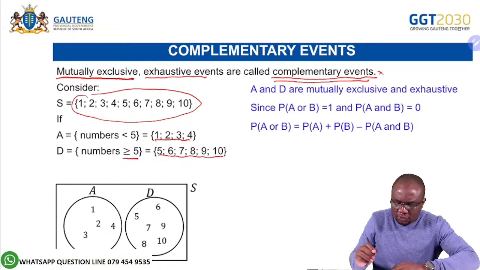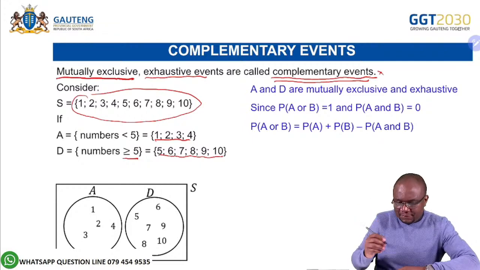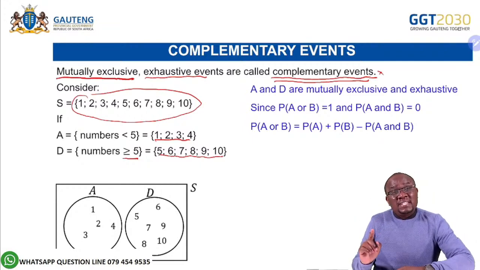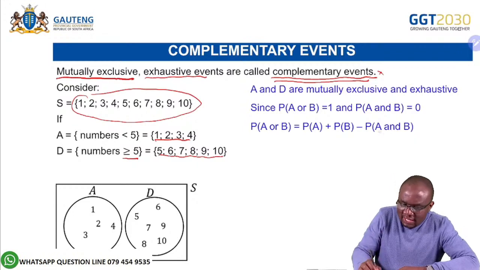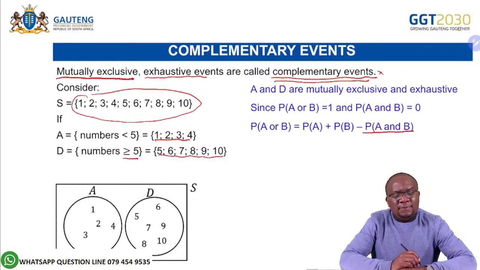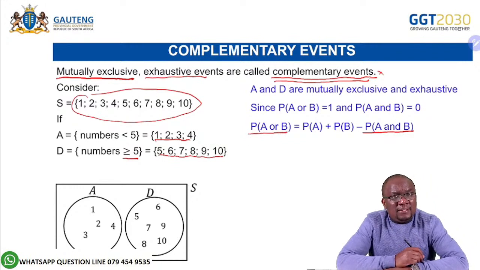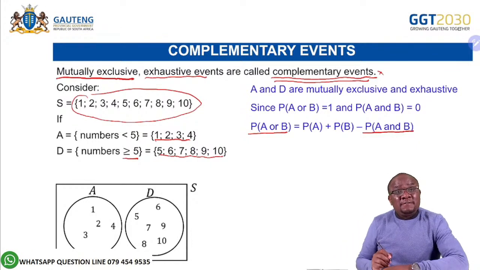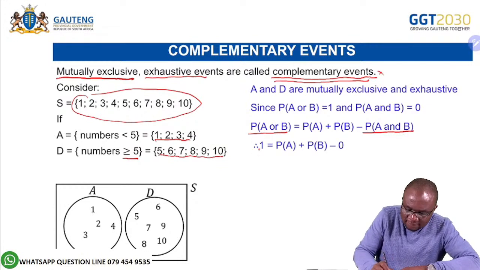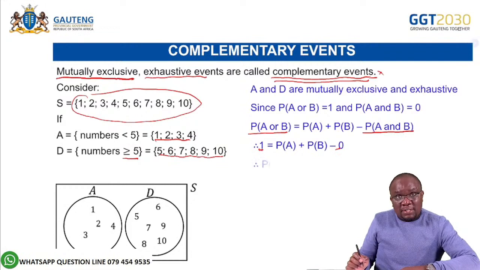Going back to our probability identity, for complementary events, the probability of A and B is equal to 0. And what did you say about the probability of A or B for complementary events? Check the notes that I said you must write. It is equal to 1. So you put 1 there, and you put 0 there. So basically, we remain with this.